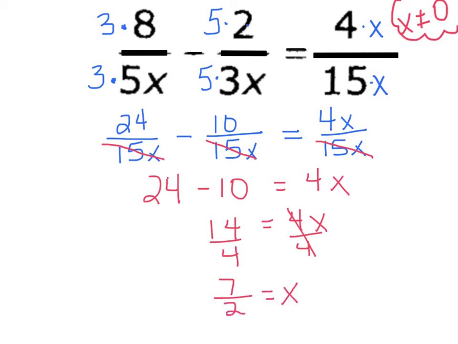And just check, is that the excluded value? No, it is not. So we're good to go. Did you get that right? 7 over 2.